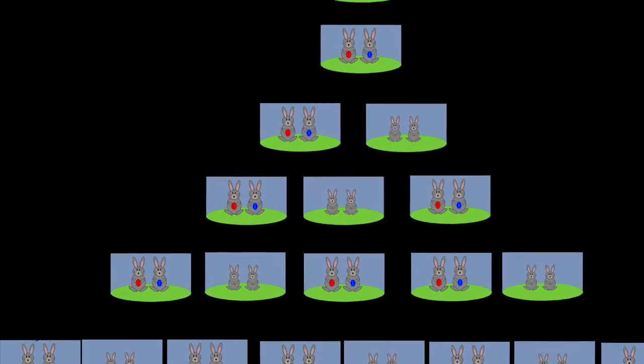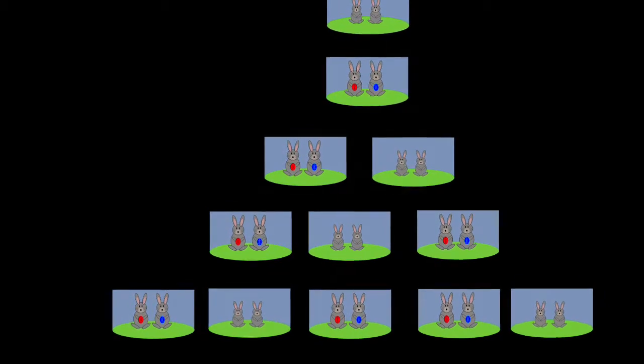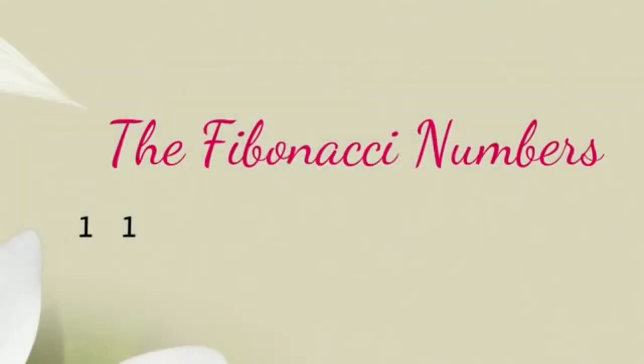Fibonacci is said to have come up with the idea when he was observing the mating pattern of rabbits in the field, and was intrigued by the question of how many rabbits there will be in the field at the end of a year if you start with just one male and one female rabbit.